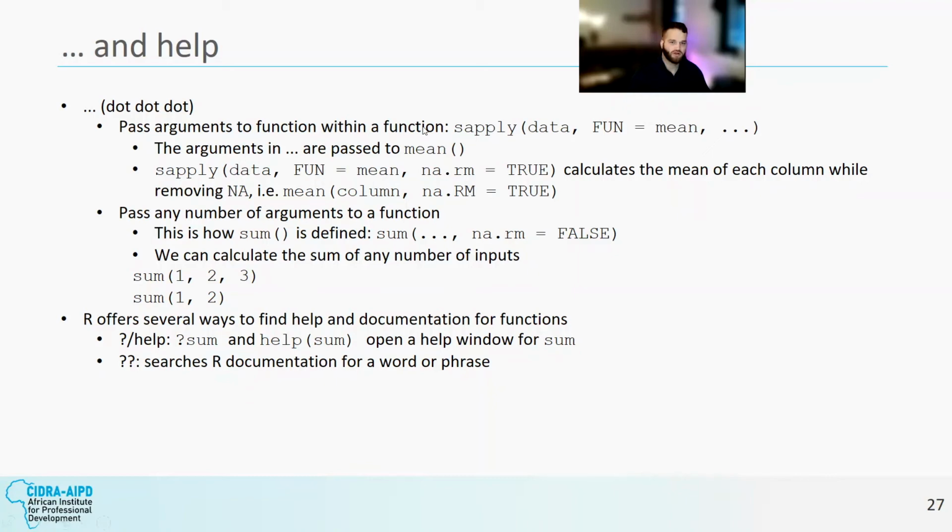What this allows us to do is pass arguments to a function within a function. So as we've seen many times, we use the apply function pretty often, where we apply this function, in this case mean, to each column in data. However, let's say that we wanted to pass additional parameters to mean. How can we do that? That's what the ... is for.